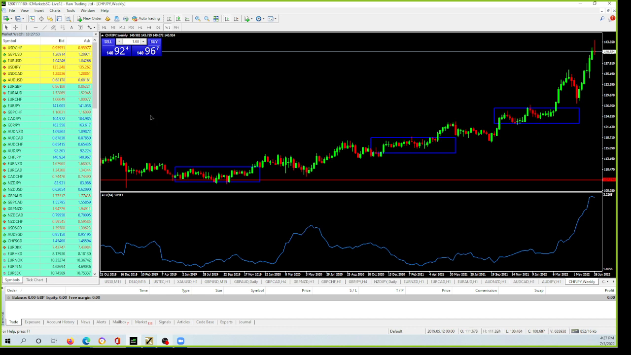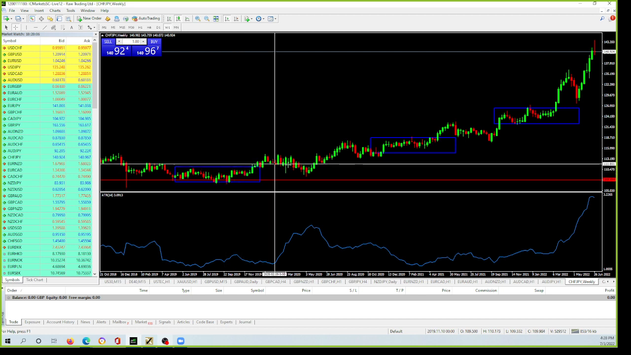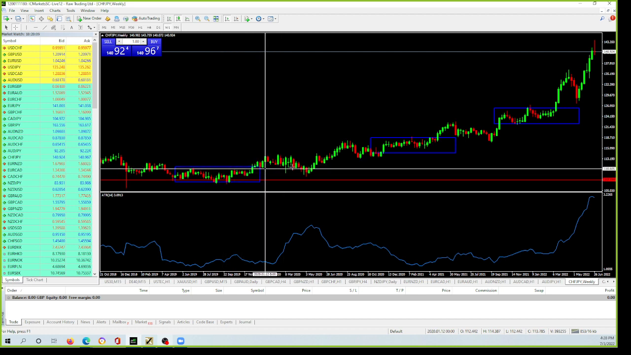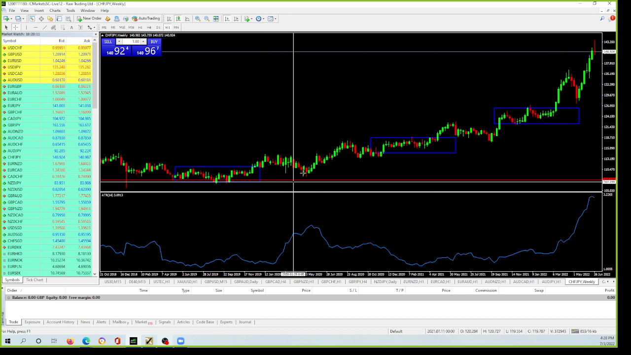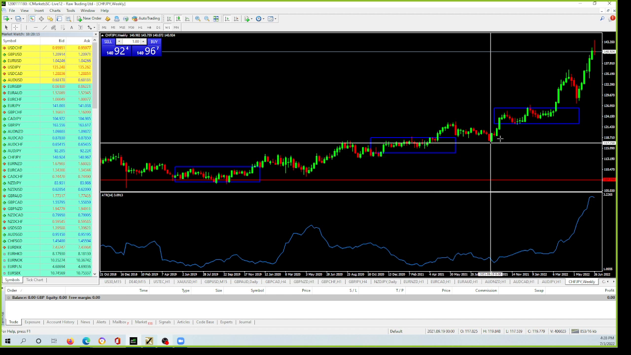What you're looking for is if price breaks above the box, that's your entry for your buy, and your stop loss is here. If price breaks below, you take a sell and your stop loss is there. So you see, you could have ridden this trade up, up, up. So you have your entry, you have entry, you have entry, you have entry.